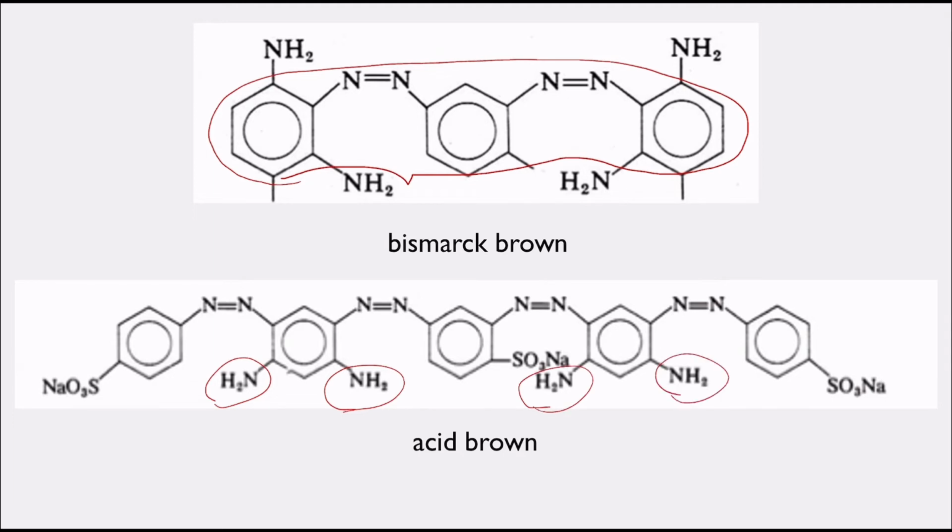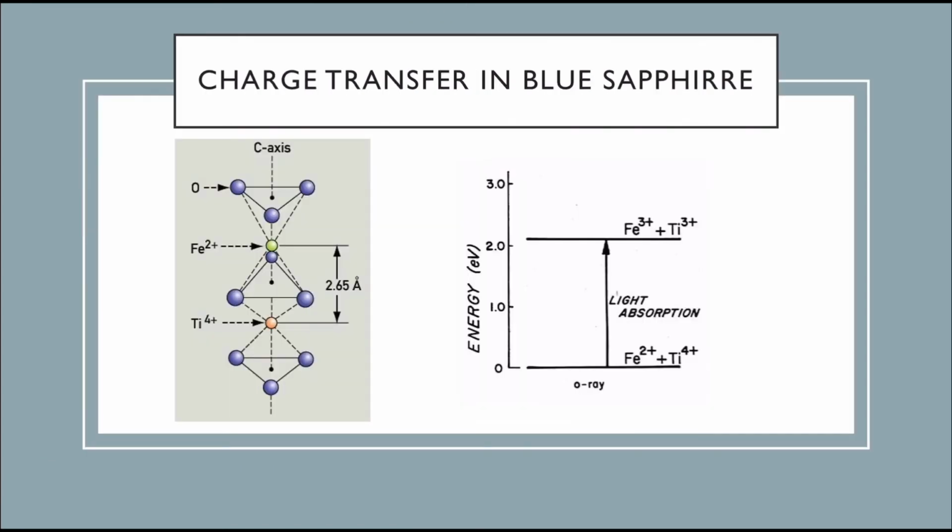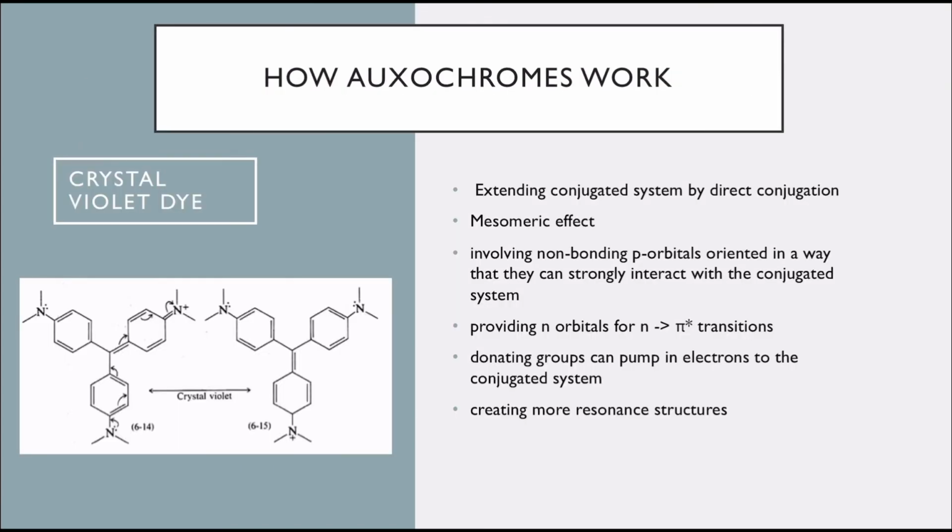But how do oxochromes work? How do they shift the absorption band to a longer wavelength? It's usually done by extending the conjugated system by direct conjugation or in other ways. So let's have a look at the example of the crystal violet dye. The central part with the many alternating single and double bonds is the chromophore, while these three parts are the oxochromes. The two amine groups act as the electron donor, and this group here acts as the electron acceptor.